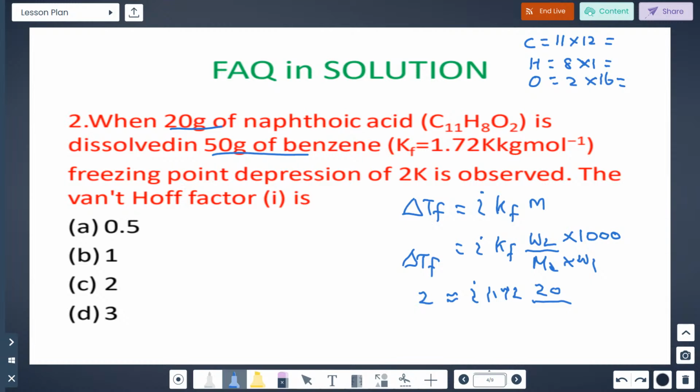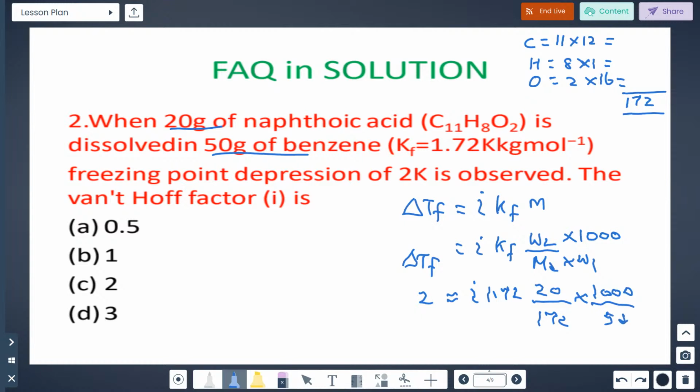Understood? If you add all this, we are getting the value. If you multiply, I know the answer. Then I am saying this value will be nearly 172. You will be getting the value nearly 172. Okay. Then into 1000 by W1. You know what? 50.